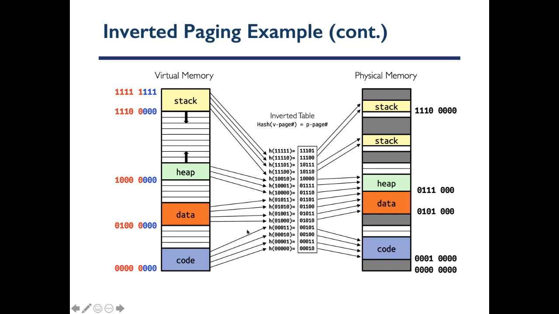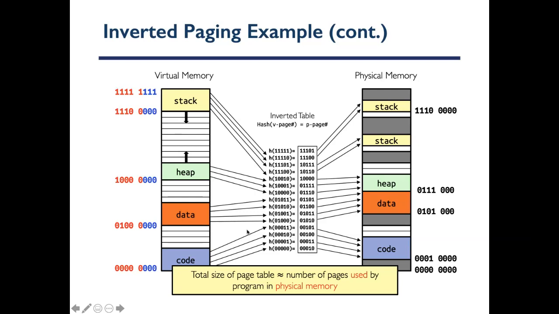So once again, the total size of the page table is the number of pages used by the program in physical memory. So there is a cap on how big the inverted table can get. What we're doing is we get the virtual page number and hash it to get the physical page number. If we have more virtual pages than physical pages, then multiple virtual pages might end up being mapped to the same physical page, in which case the hardware or the software has to deal with which one is valid and which one is invalid.